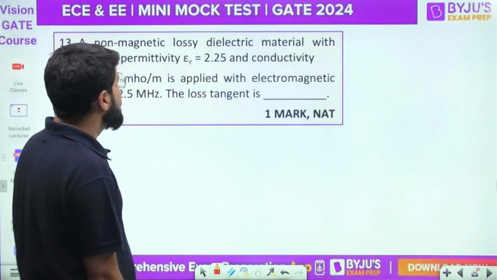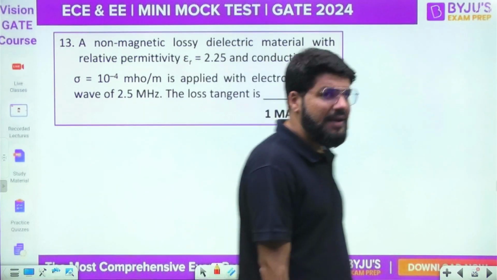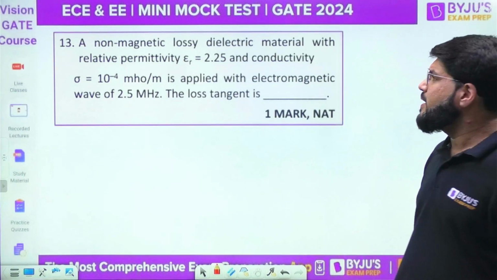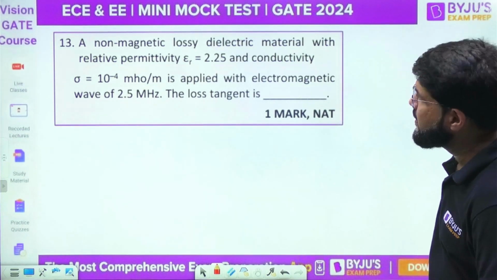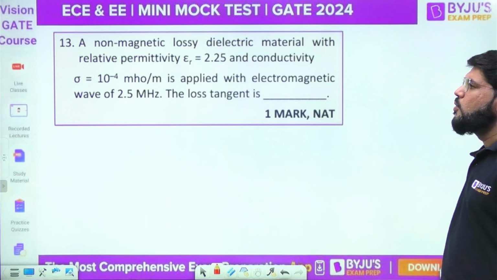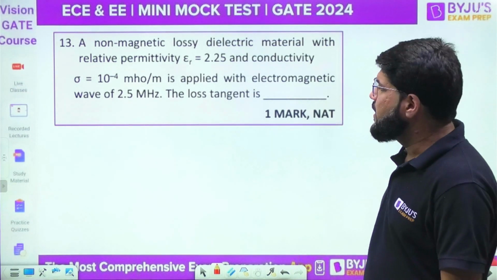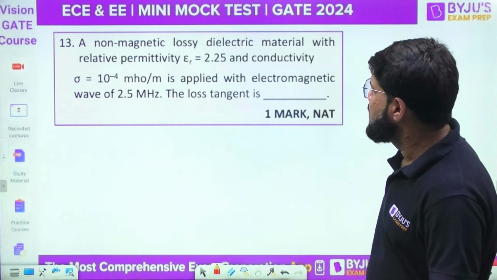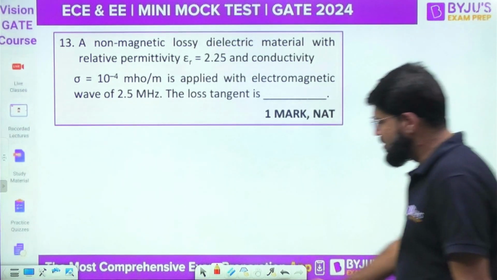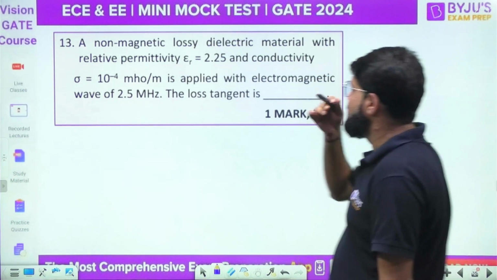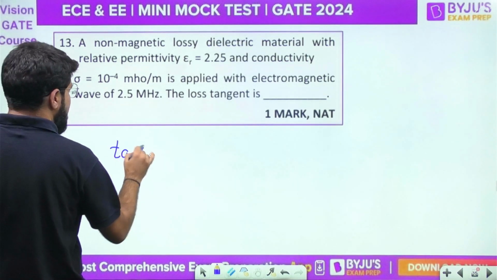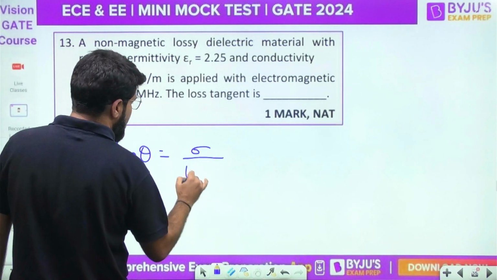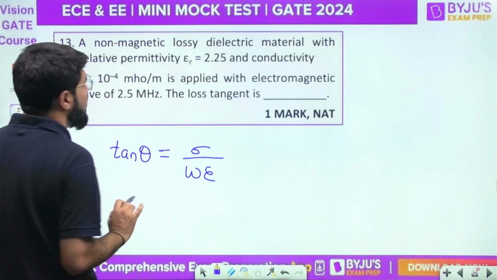Now, some questions from electromagnetic field theory. A non-magnetic lossy dielectric material with relative permittivity 2.25 and conductivity 10 power minus 4 mho per meter is applied with an electromagnetic wave of 2.5 megahertz. What is the loss tangent? A wave is traveling here. So what is the loss tangent? It is given by sigma divided by omega epsilon. It is a 1 mark NAT formula question actually.